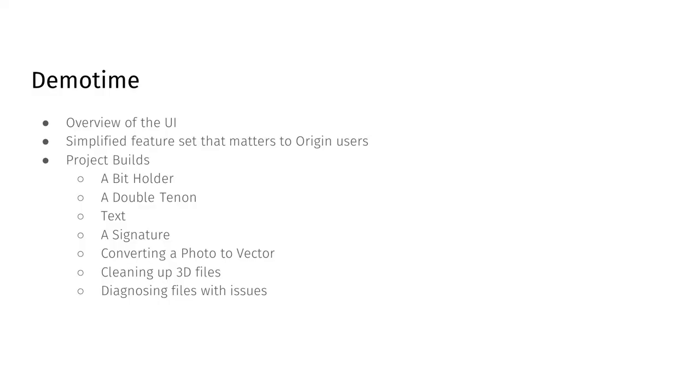That's it for today on slides. We're going to go through and do the rest of it in a demo. We're going to do some overview of the UI for people who haven't gotten used to or even seen Illustrator ever before. Then we're going to go over that simplified feature set that I think is really important to go over for Origin use. And then we're going to go over a few different projects.